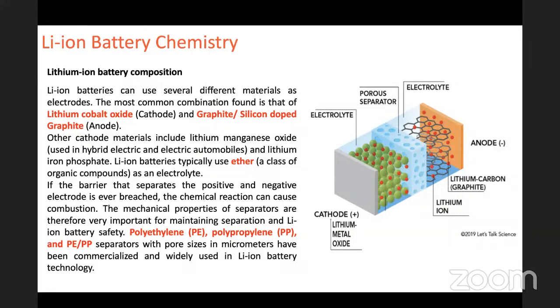So, the most important thing in this type of battery is the separator between the cathode, anode, and the electrolytes. If the separator is breached, it could explode. It could cause an explosion within the battery due to the chemical reaction.